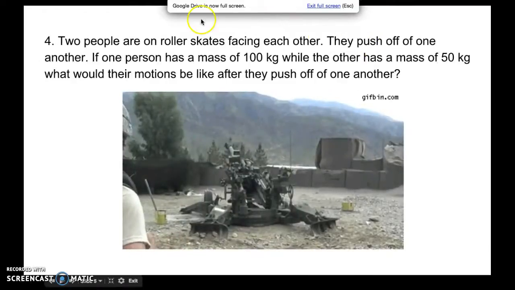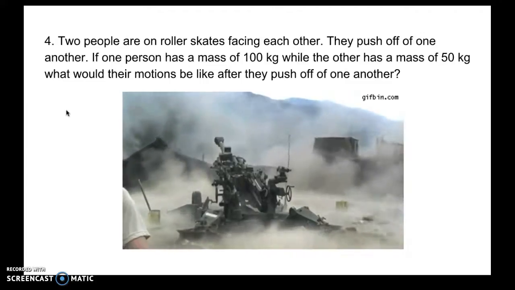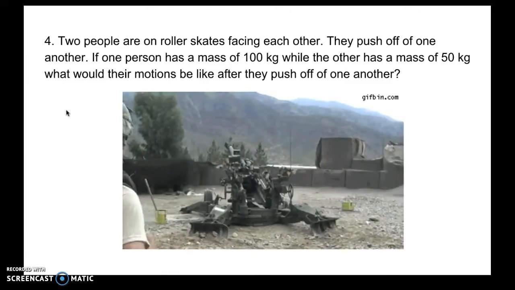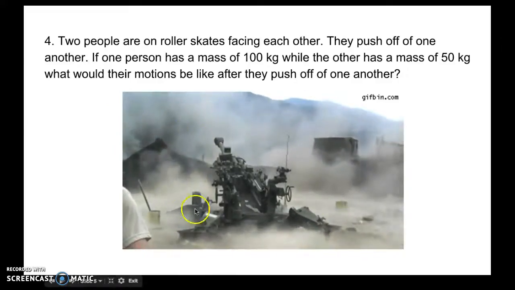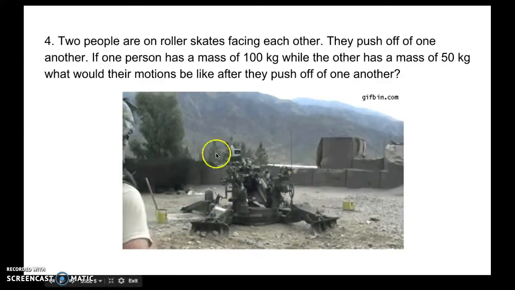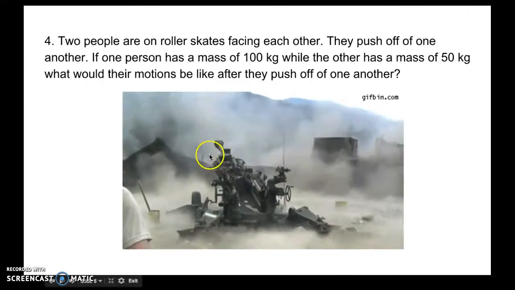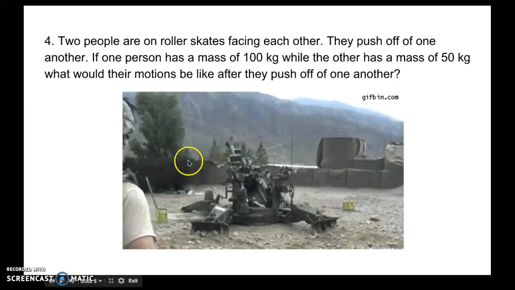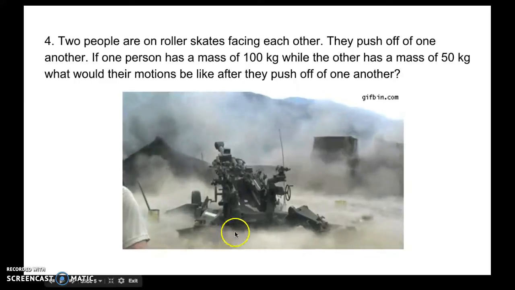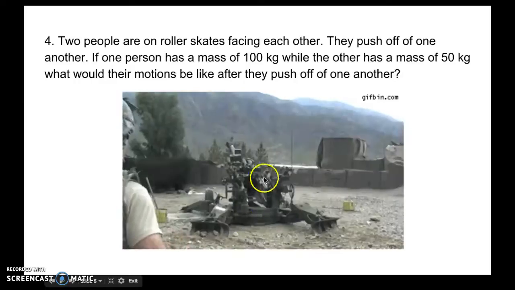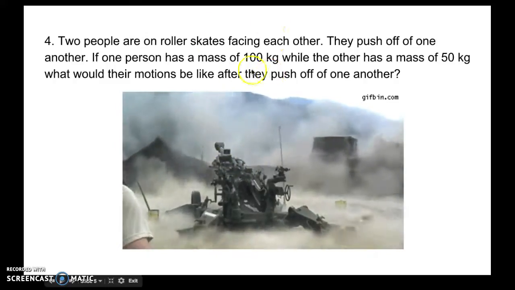All right, two people on roller skates are facing each other. They push off of one another. If one person has a mass of 100 kilograms while the other has a mass of 50 kilograms, what would their motions be like after they push off? Now, I know this picture has nothing to do with people on roller skates at first glance, but it actually does. You have this really massive gun here, and it's firing probably a very large bullet at a really fast speed. But initially, before the bullet is fired, the total momentum is 0.